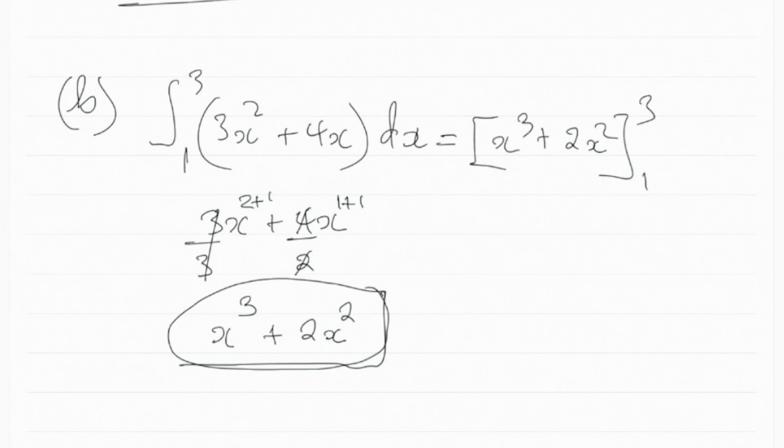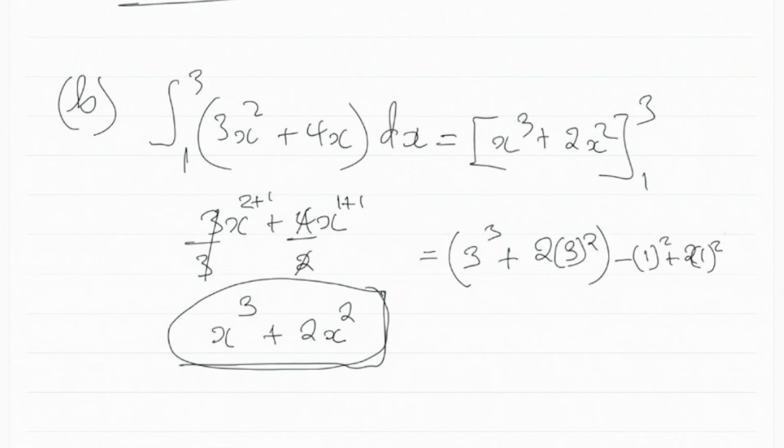Right. Now, what does this mean? This means that we replace with the upper limit, which is 3, and subtract the replacement of the lower limit in the given expression. So we're going to have 3 to the power 3 plus 2 times 3 to the power 2, minus, when you replace 1 there, 1 cubed plus 2 times 1 squared.